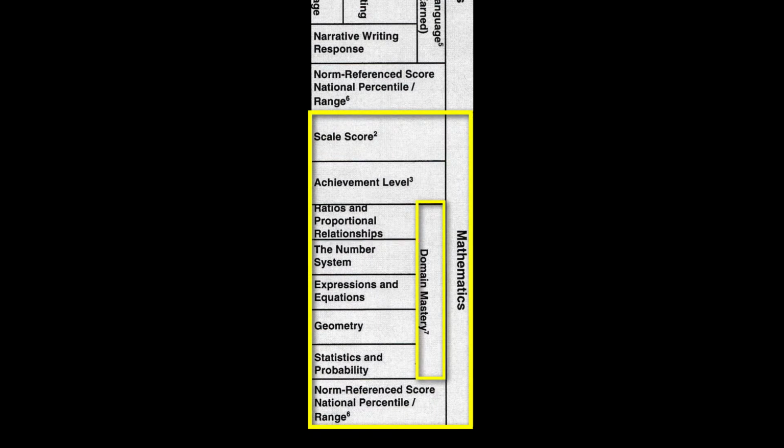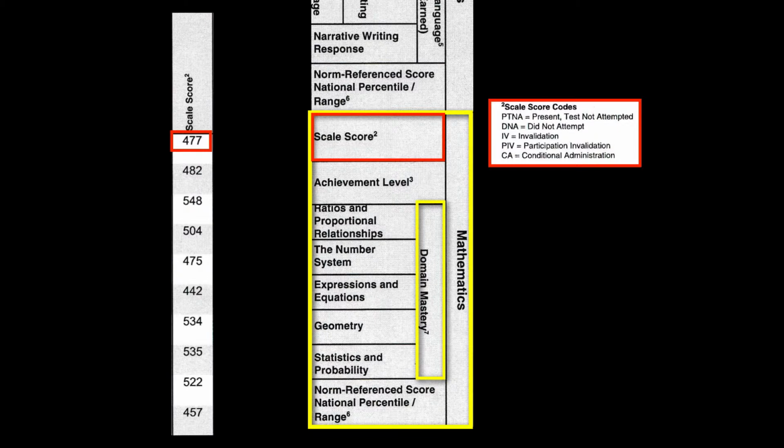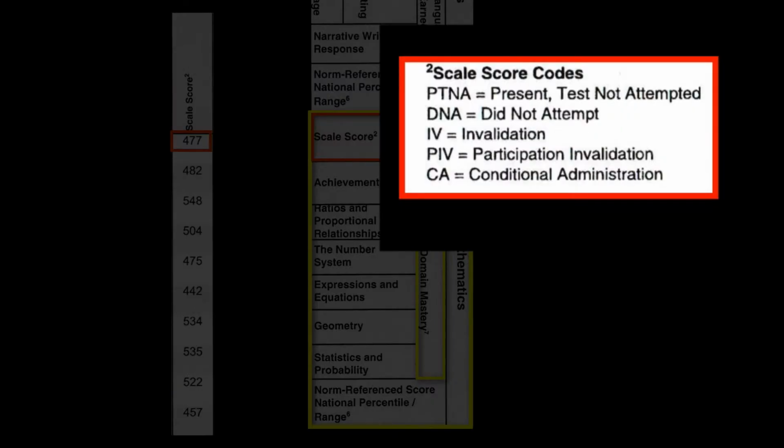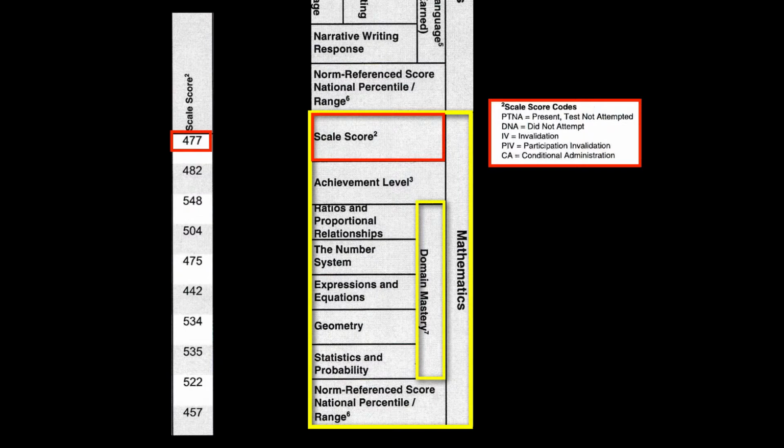With the scale score, I do apologize. Okay, here we go. With the scale score, the child received a numerical value that communicates how the child has performed. Okay, if the child does not have a performance score, then use the codes to the right to help explain what the grader of the child's test was trying to communicate. For example, PTNA means the child was present, test not attempted. DNA means that the child did not attempt. IV means that there was an irregularity, so there was an invalidation. PIV means the same thing, participation and invalidation. And then CA means conditional administration, meaning the child received an accommodation that was considered a conditional accommodation.